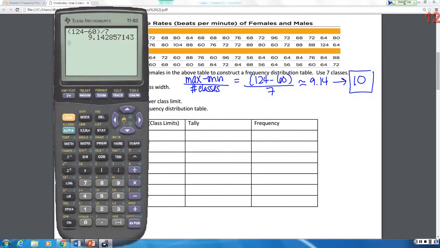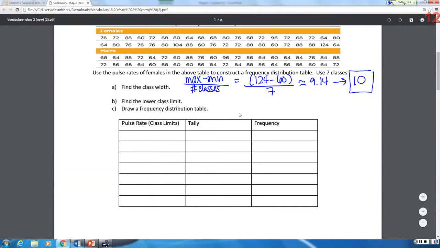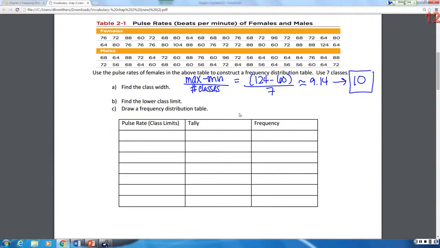All right. Okay, so we've got the class width. How do we actually make this table? Well, you will take your minimum number. That's going to be your first lower class limit. What's the min number again? 60. So I'm going to put 60 right there.